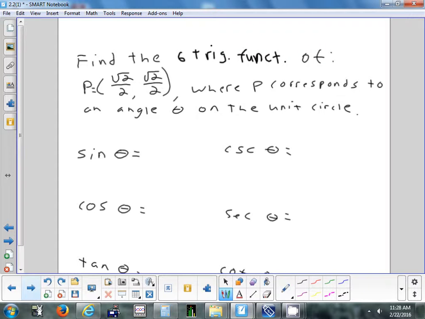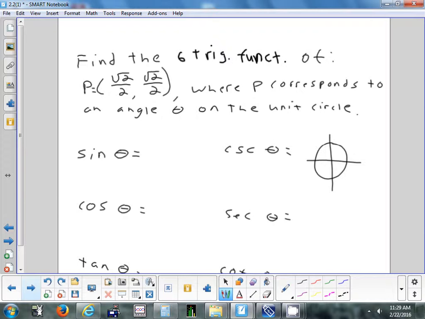It says, find all 6 trig functions of the point square root 2 over 2, comma, square root 2 over 2. Now, I said we're not going to know the angle, but does anyone have a guess what angle that would be? If you drew your circle and you went right and up exactly the same amount. It is. This is the coordinate for a 45-degree angle.